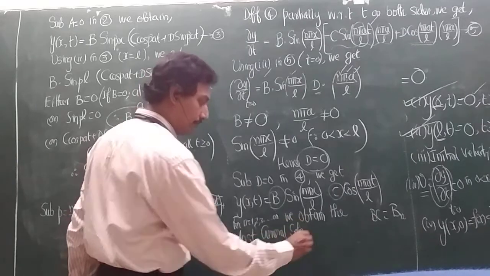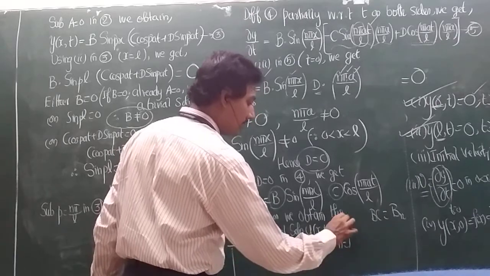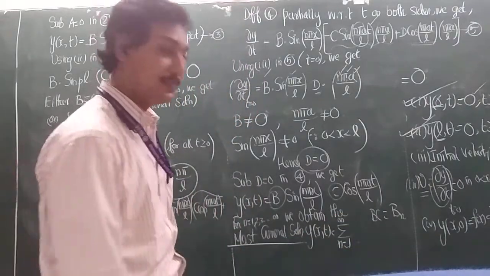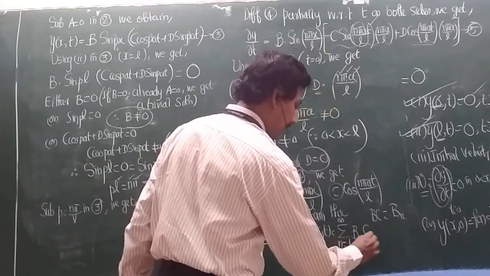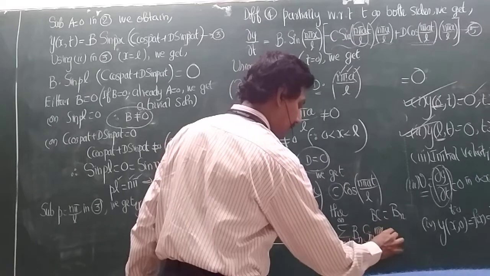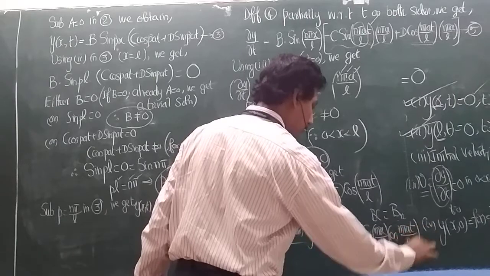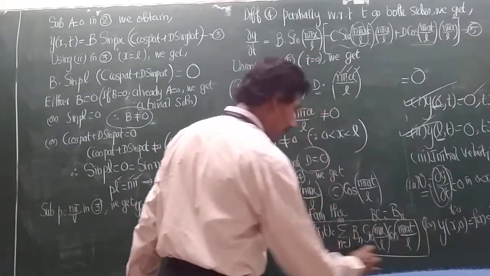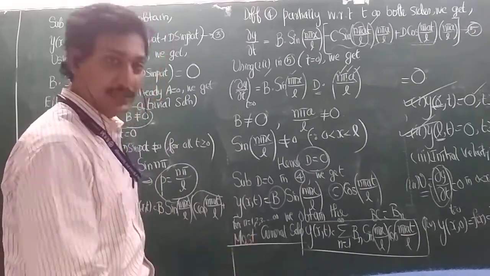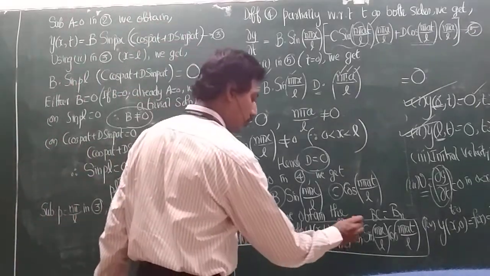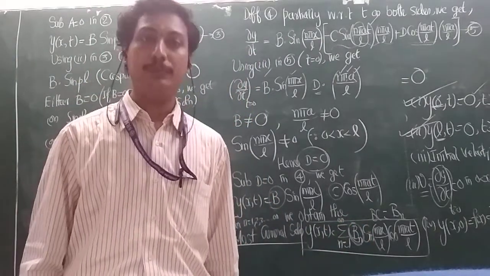Most general solution: y of x comma t is equal to, by summing up all possible solutions, we get capital Bn sin n pi x by L into cos n pi at by L. So this is the required displacement function. But in this most general solution, we still have one arbitrary constant, capital Bn.